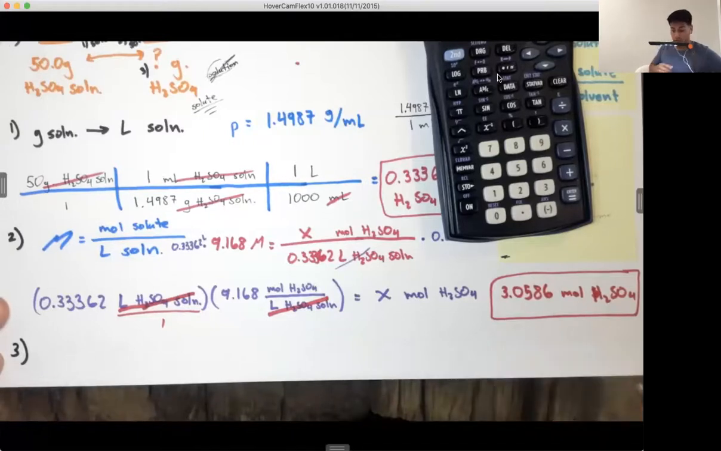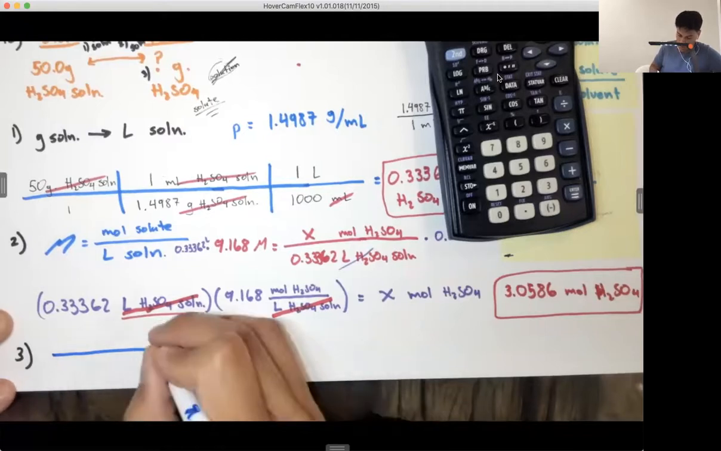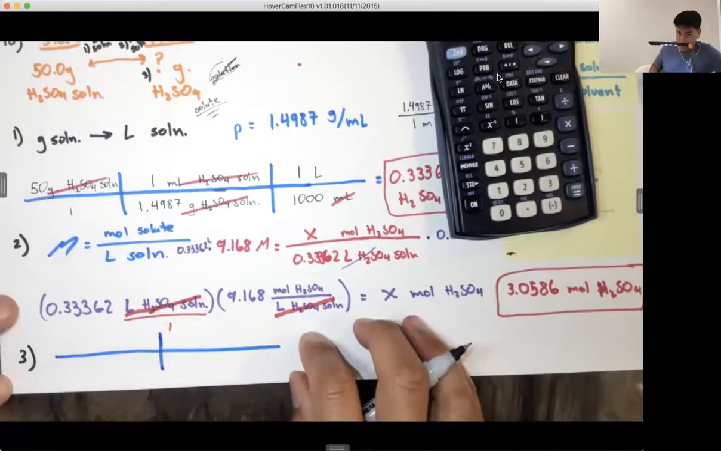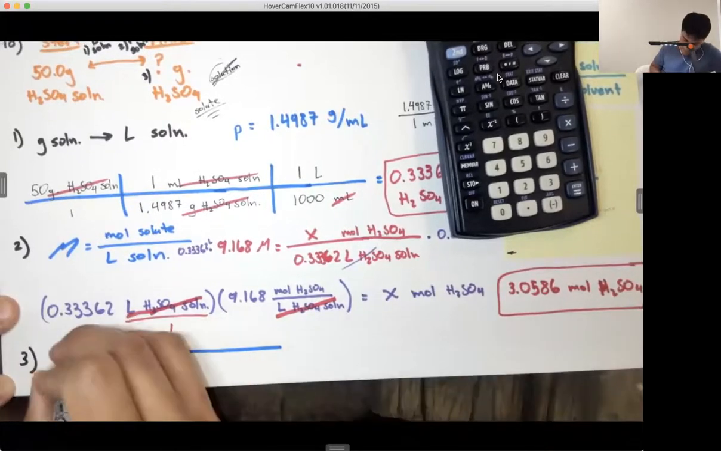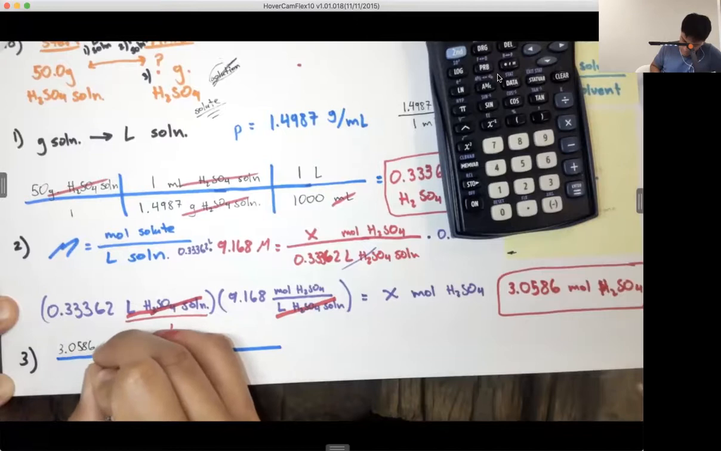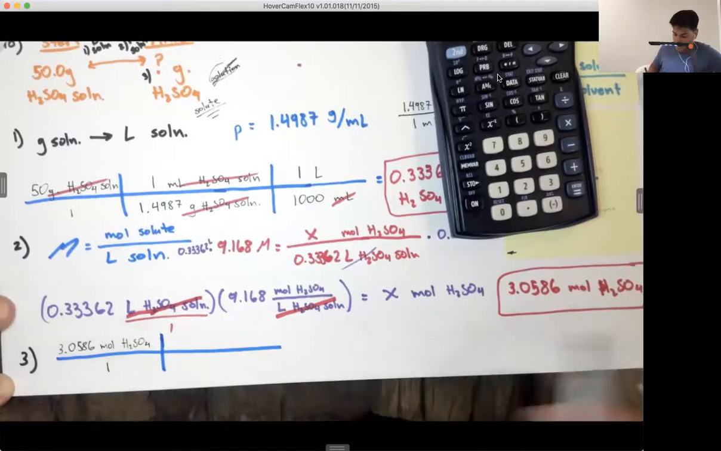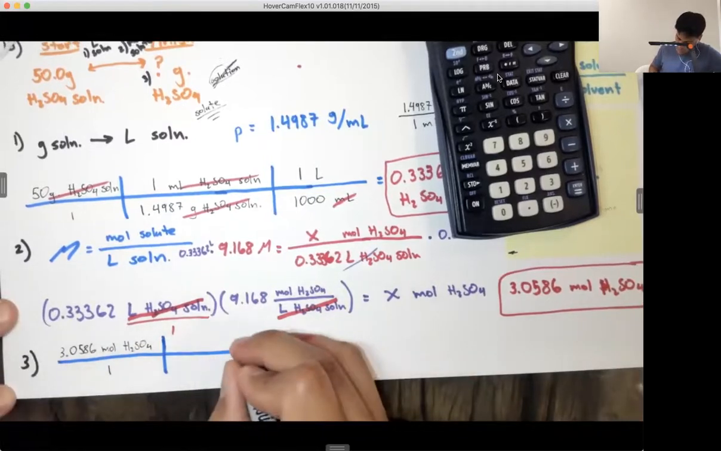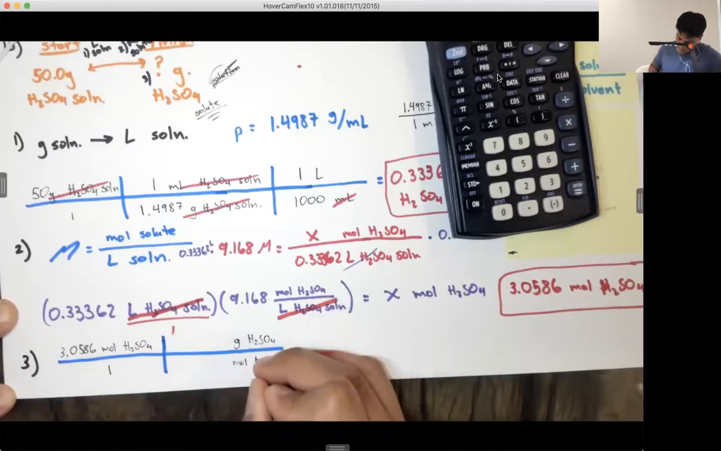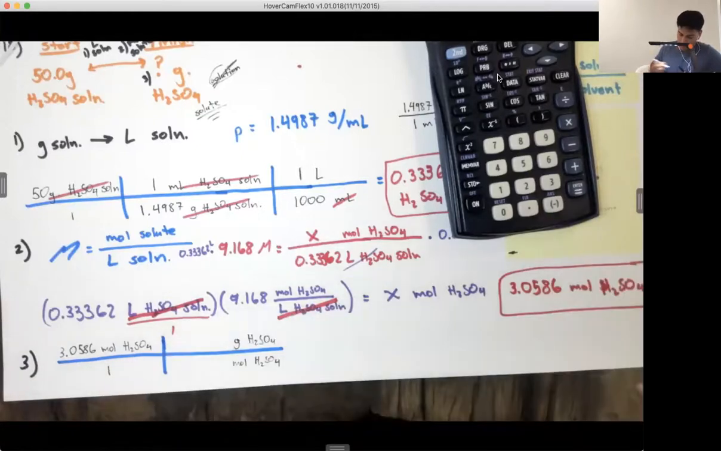So here we have moles of H2SO4, and we know exactly how to do this. This is not a difficult thing. I think we may get cut off in about 5 minutes if we're not careful. So we have 3.0586 moles of H2SO4 over 1. And how do we get the grams? We have to use what? The most important thing in chemistry. Periodic table, exactly.